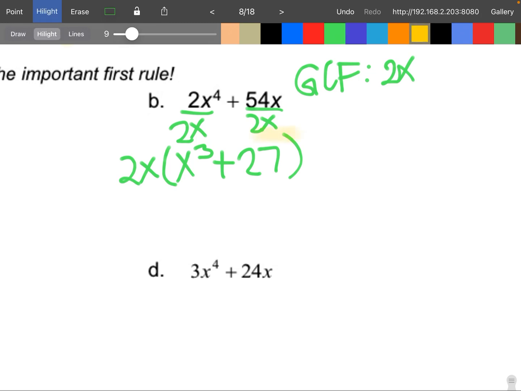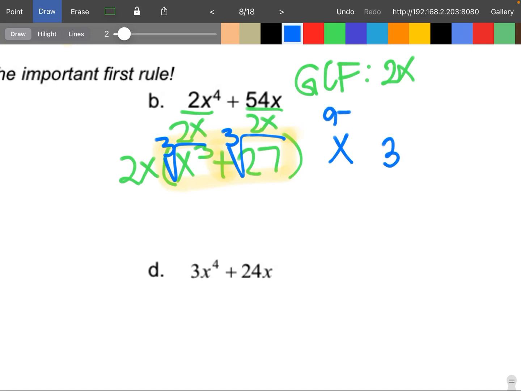Again, this in parentheses is now the sum, because this is a plus, of perfect cubes. So I can take the cube root of both and factor just like we did for the other problems. The cube root of x to the third is x. The cube root of 27 is 3. So my a and b are x and 3.